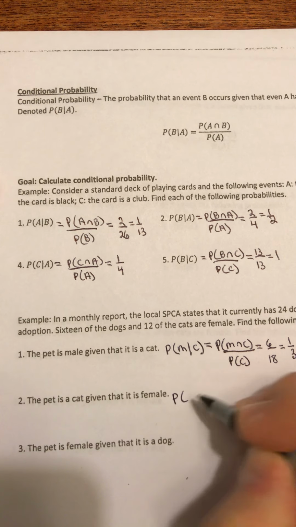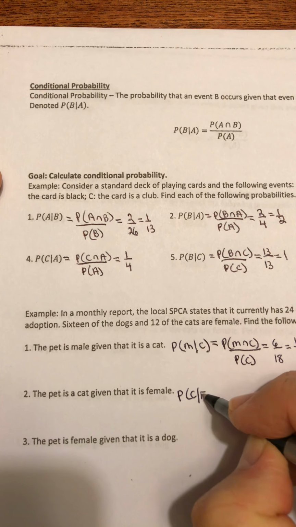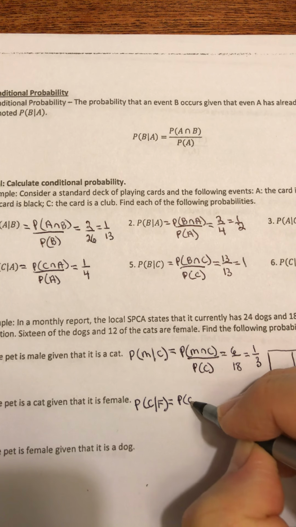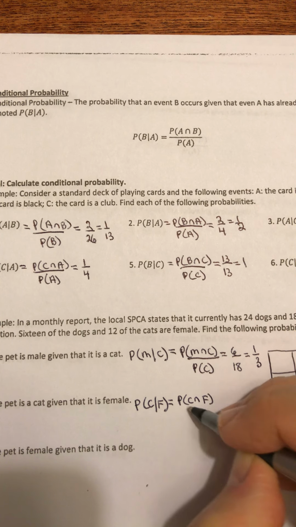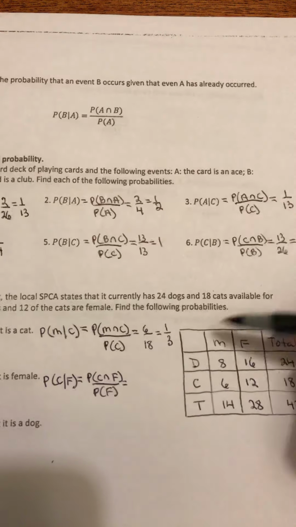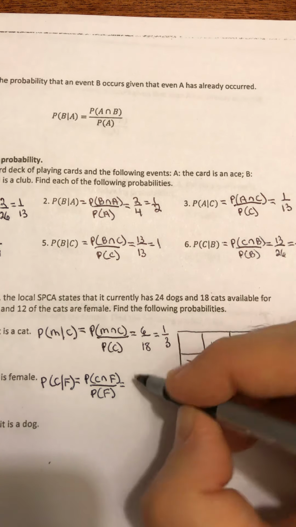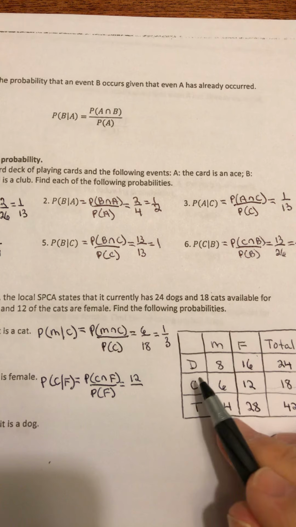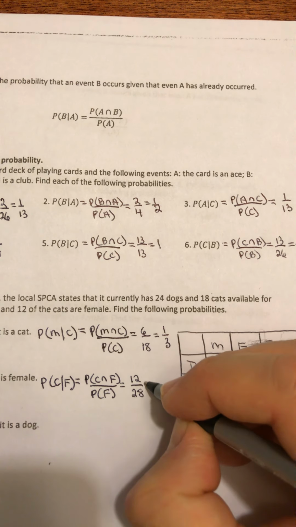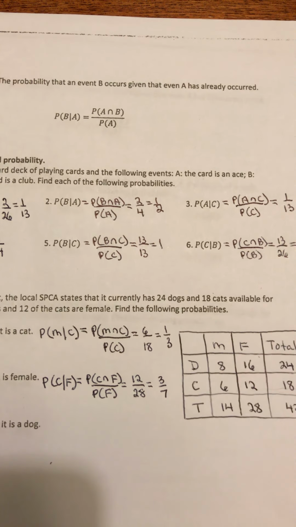So next one, probability that the pet is a cat, given that it's a female. So the intersection, so it has to be cat and female, divided by the probability that it's a female. Cat, female, that's 12. Female is 28. If you reduce that, you will get 3/7.